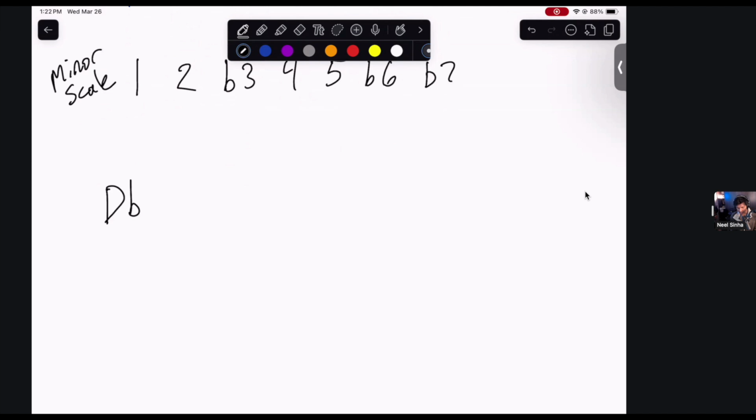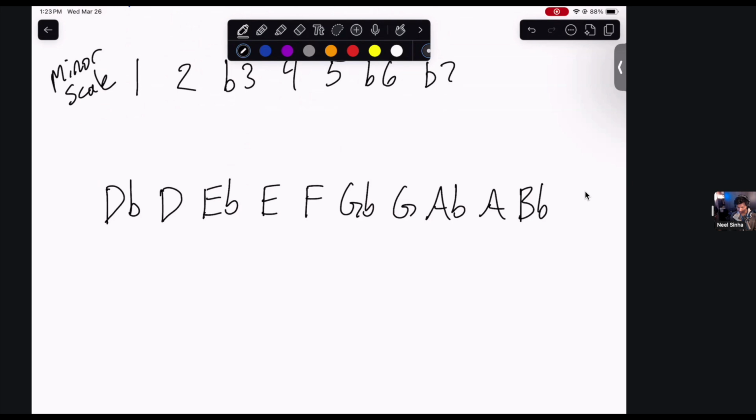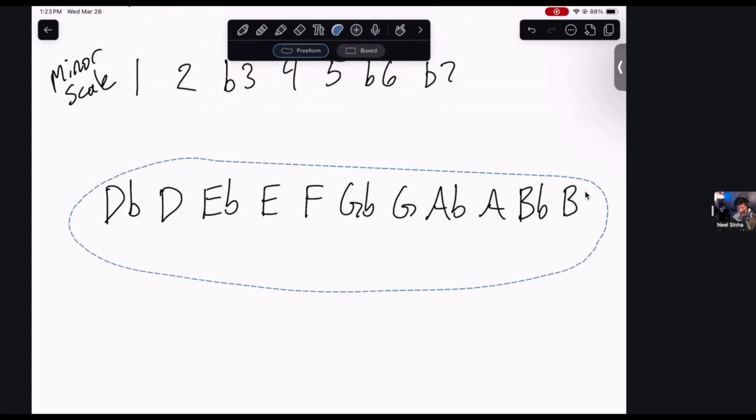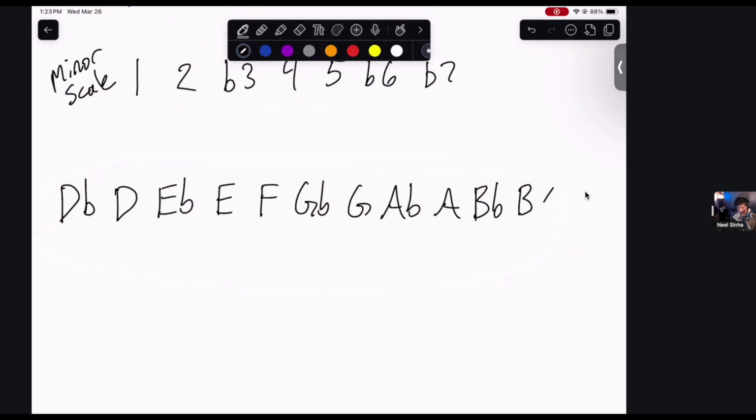We're going to go D flat. After D flat comes D, then E flat, then E, then F, then G flat, then G, then A flat, then A, then B flat, then B, then C, and then D flat.